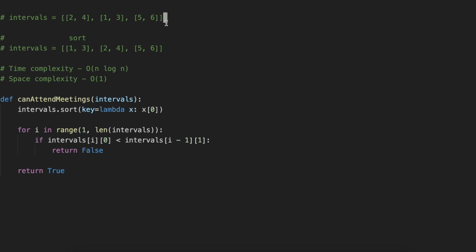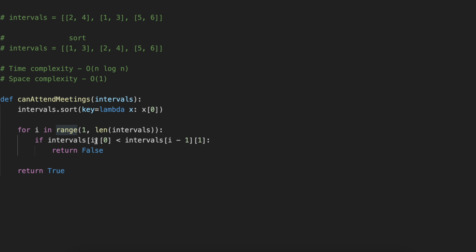So the first step is we are going to sort these intervals by the start time. Then in our function, we are checking that in order for a person to attend all meetings, the start time of the next meeting should be more than the end time of the previous meeting. For example, in this case, this meeting ends at 3, but the start time of the next meeting is 2, which means that the person cannot attend all meetings.